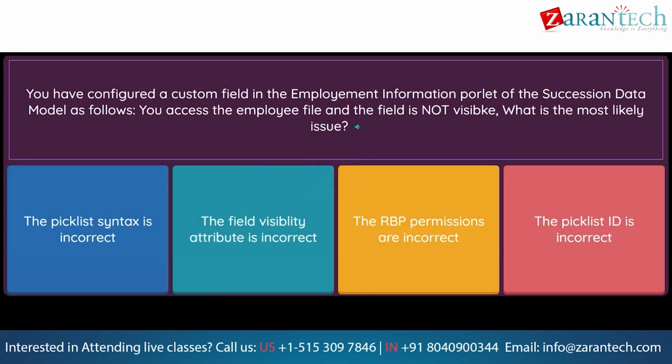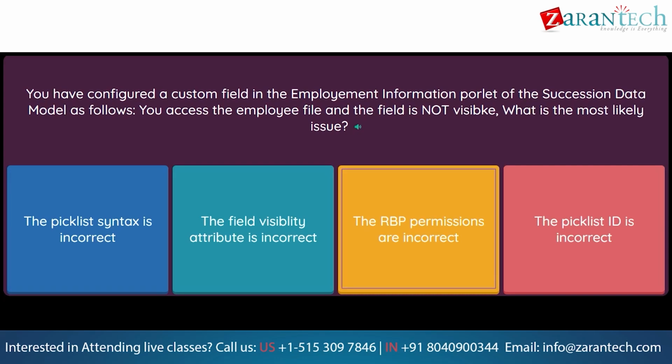Question: you have configured a custom field in the Employment Information Portlet of the Succession Data Model as follows. You access the employee file and the field is not visible. What is the most likely issue? Option 1: The pick list syntax is incorrect. Option 2: The field visibility attribute is incorrect. Option 3: The RBP permissions are incorrect. Option 4: The pick list ID is incorrect.